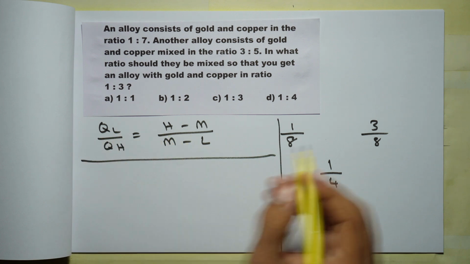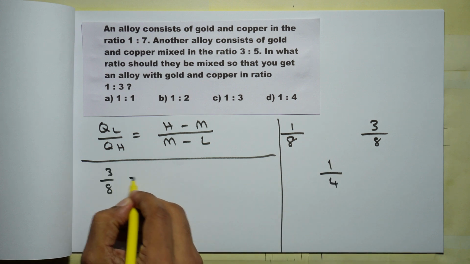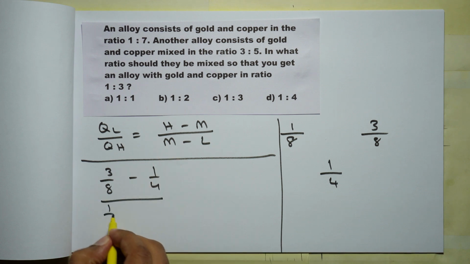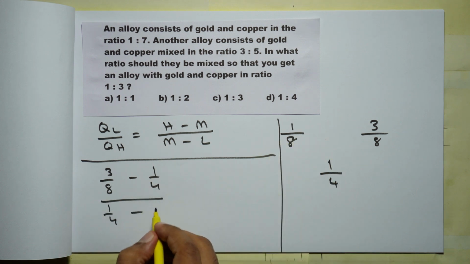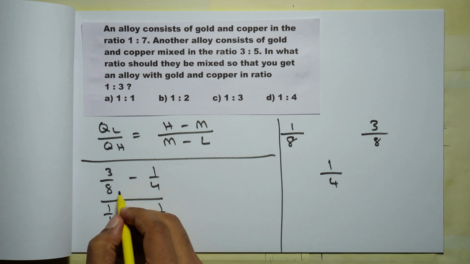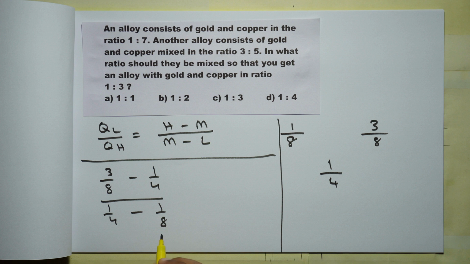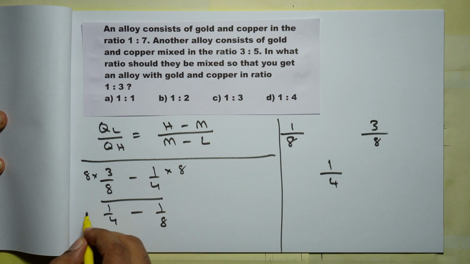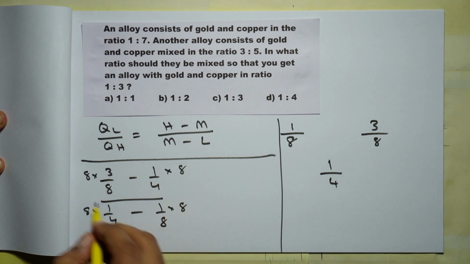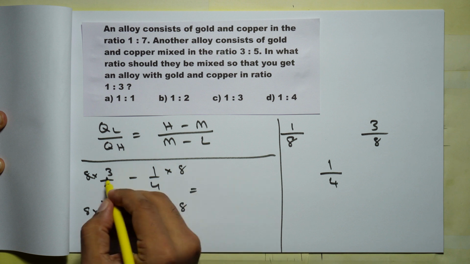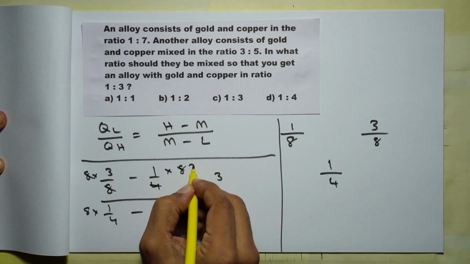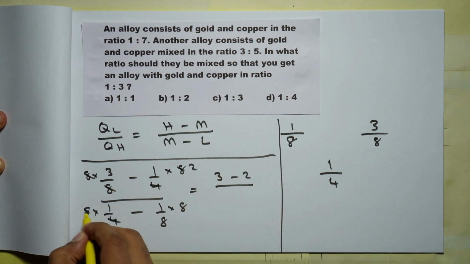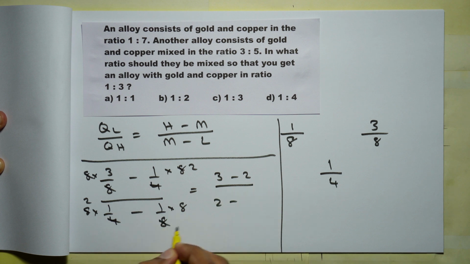So higher concentration, that is 3/8, minus mean concentration, that is 1/4, divided by mean value 1 by 4 minus lower concentration 1 by 8. To solve it, we will multiply both numerator and denominator by 8. So here and here I will multiply by 8. Now 8 and 8 cancel out. So here you have 3. 4 divides 2 times, so 3 minus 2 in the numerator. Here 4 divides 2 times, so 2 minus 8 and 8 cancel out, you have 1.